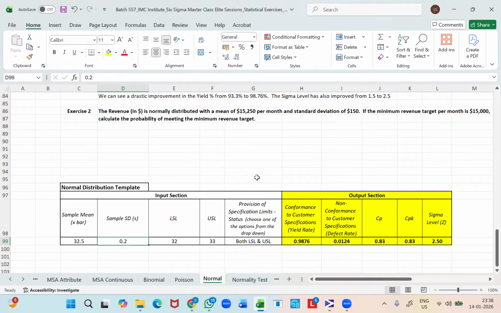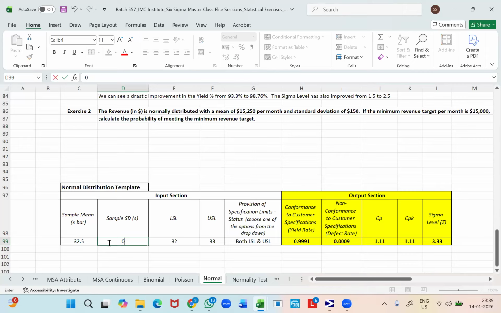That is nothing but reducing the standard deviation value. Let me assume the standard deviation has been reduced from 0.2 to 0.15, right? You can see the sigma level improving to 3.33. This is exactly what I'm supposed to do as part of my Six Sigma project. Having aligned the mean with the target, which fulfills the first objective of Six Sigma, we need to look at reducing the variation. This is the second objective of Six Sigma, in order to improve the sigma level further.